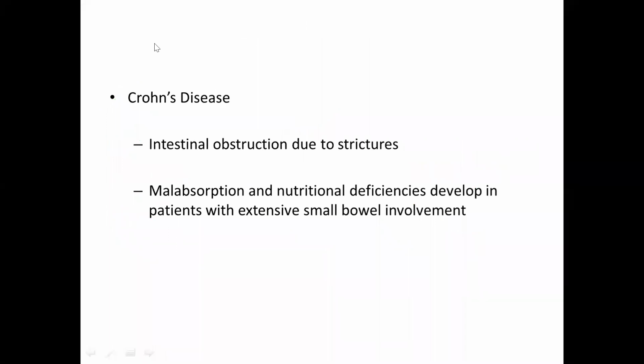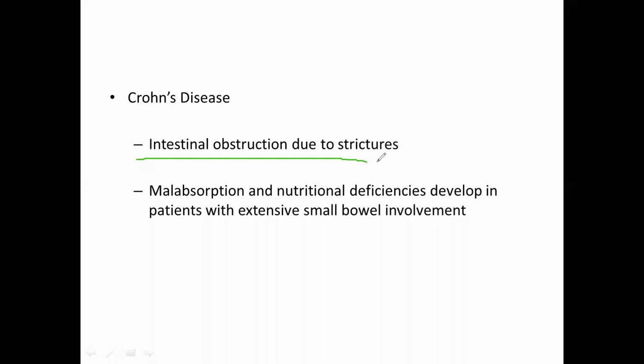In Crohn's disease, you will get intestinal obstruction due to strictures, and malabsorption and nutritional deficiency. That is because the small intestine is usually involved in Crohn's disease. The patient will not have proper absorption, so malabsorption is there, and because of malabsorption, nutritional deficiency will be there.